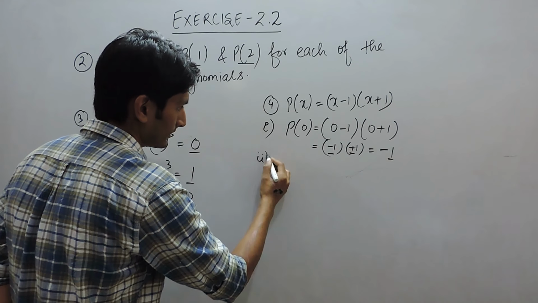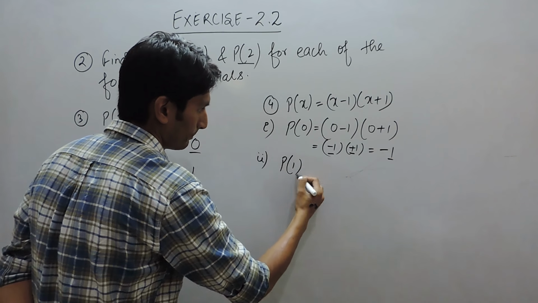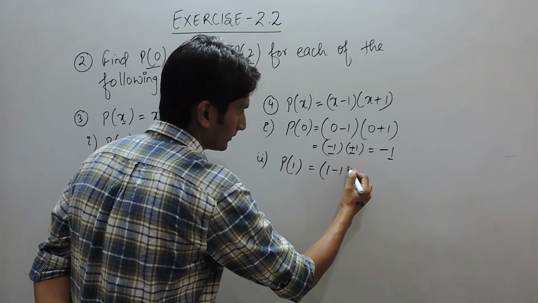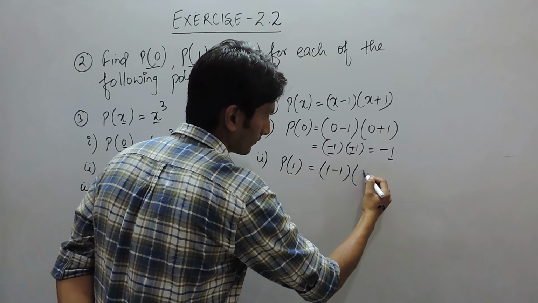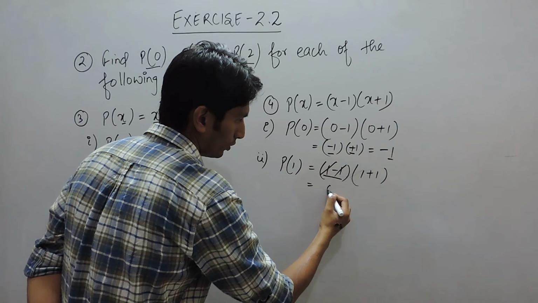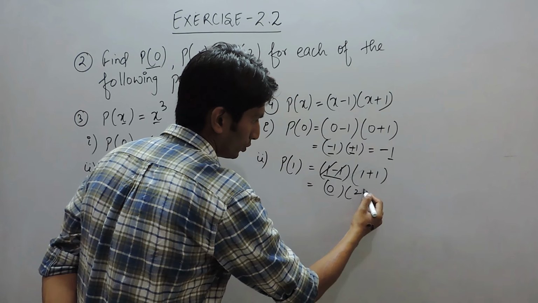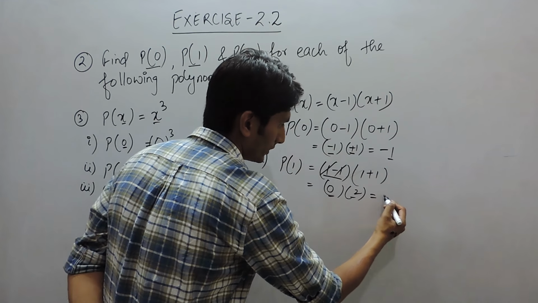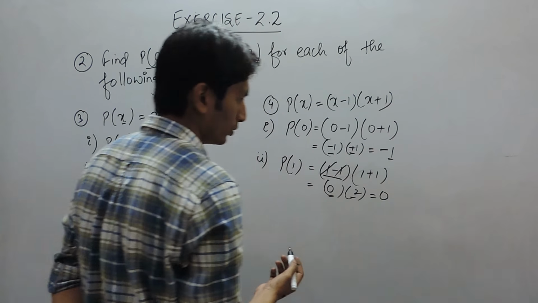In the second case, you have to find the value of P1. So this will be 0 and this will be 2, and 0 multiplied by 2 is 0.